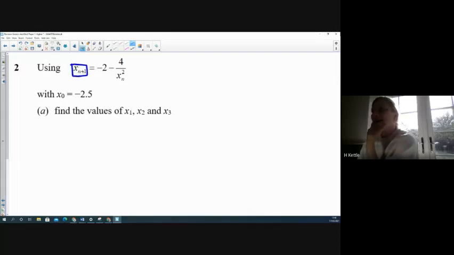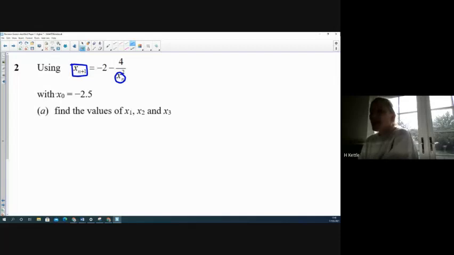So x_{n+1} is the next x value. We need to do minus 2 minus 4 over the current x squared. So the little numbers, the subscripts, are still indices. They tell you what your current one is and what the next one is. So if we want to get to x_{n+1}, which is the next value of x, we need to do this sum on the right with the current value of x.